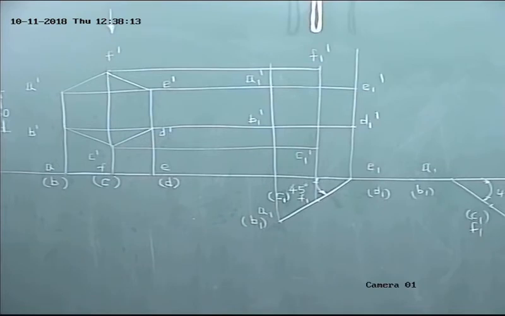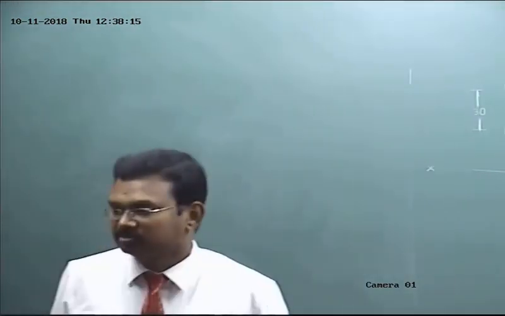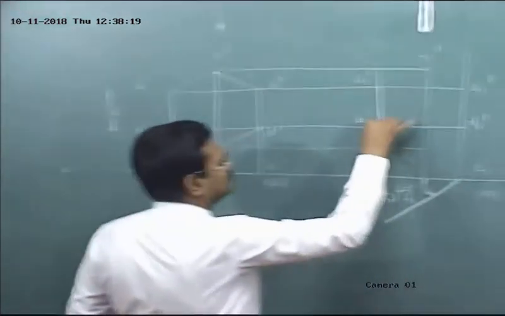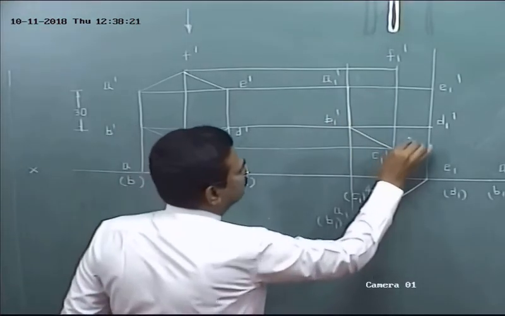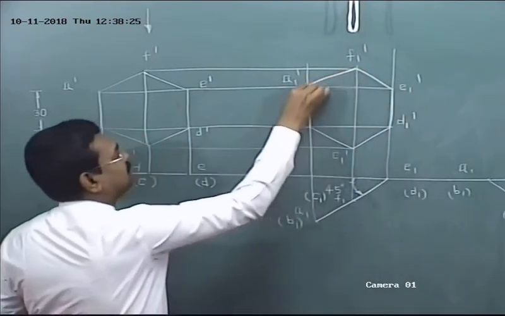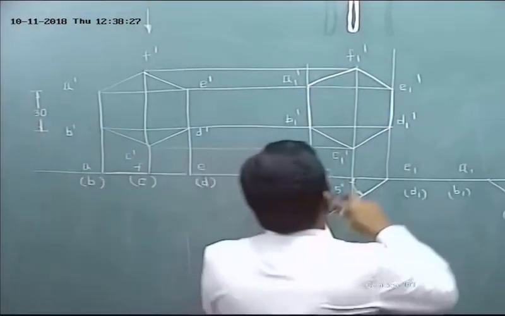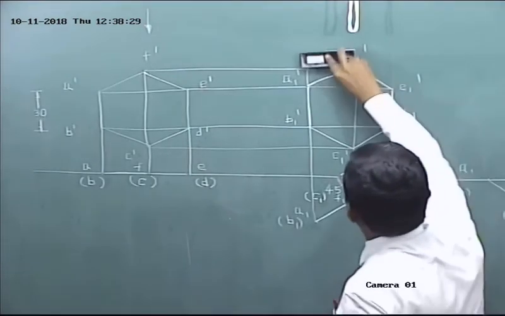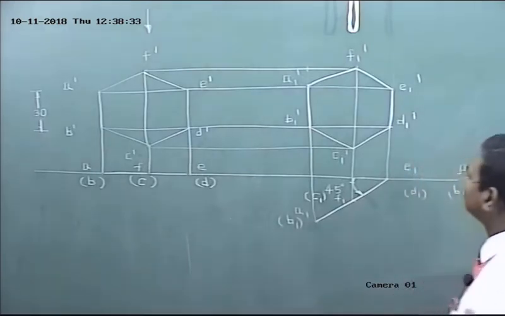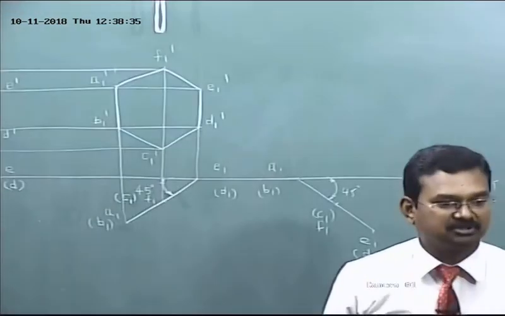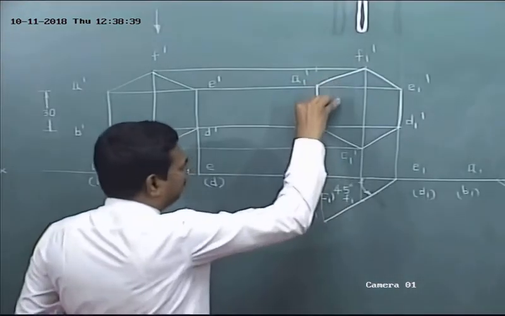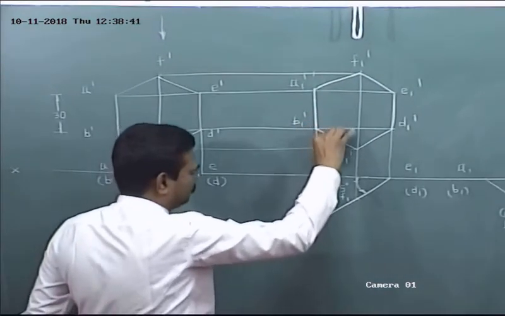After getting all the 6 corners, we have to join all the corners in sequence: A, B, B, C, C, D, D, E, E, F, F, E. Then erase the unwanted projectors. To give a good impression to the examiner, you have to erase unwanted projectors. You have to darken only the required front view and top view.